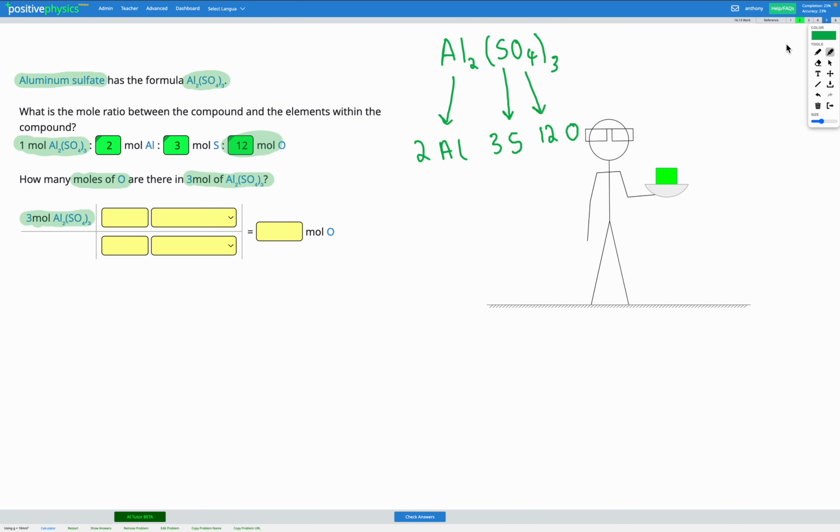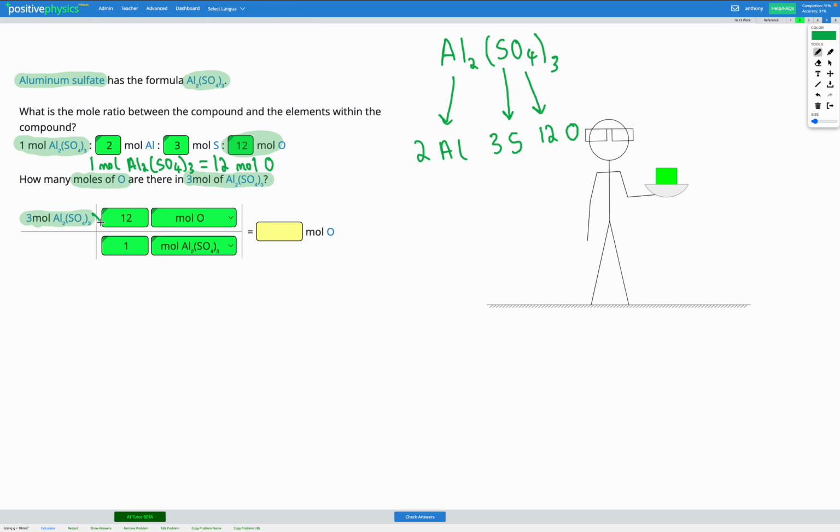So looking at our mole ratio that we wrote, we can see that 1 mole of Al2(SO4)3 contains 12 moles of oxygen. So that's going to be our conversion factor we're using here. Moles of Al2(SO4)3 are going to go on the bottom since we're trying to cancel that out, and moles of oxygen are going on the top since that's what we're trying to find. We know we have 1 mole of Al2(SO4)3 for every 12 moles of oxygen.